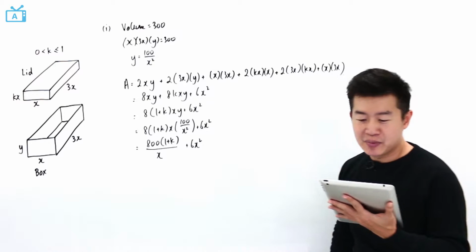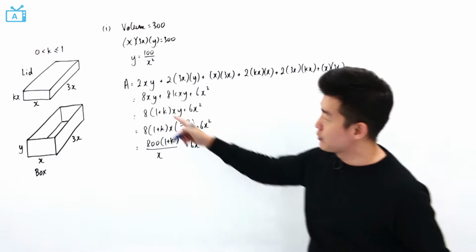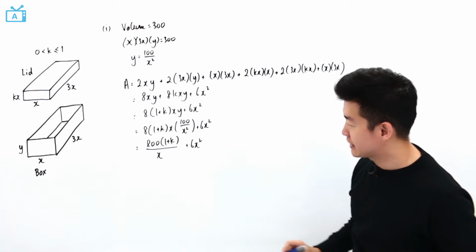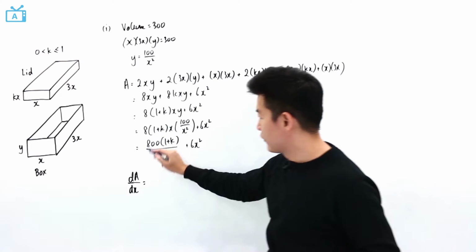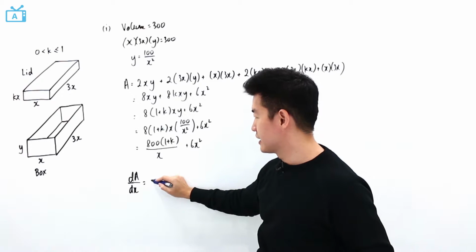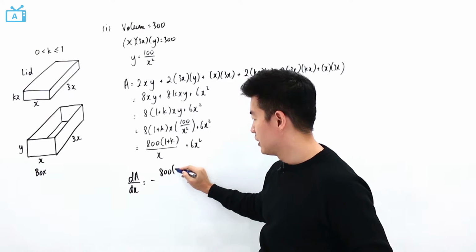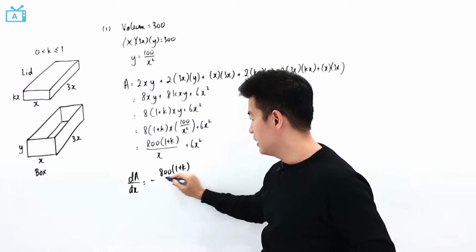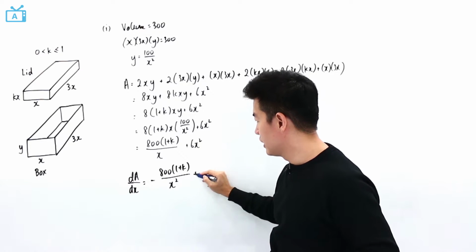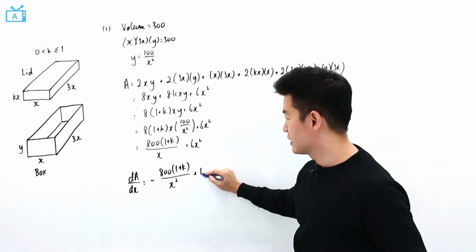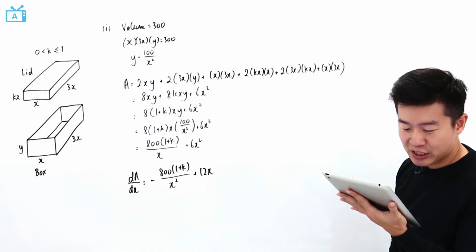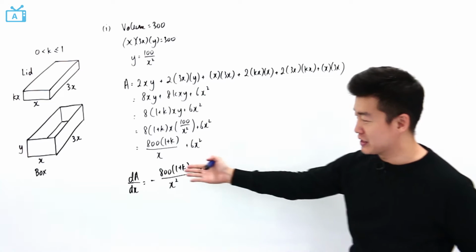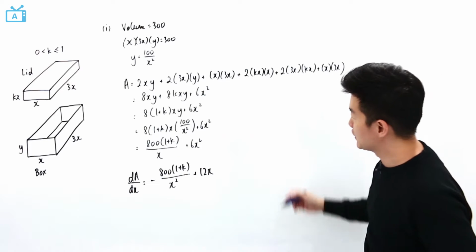And since we want to find the minimum total external surface area, I'm going to do dA/dx. So dA/dx, differentiating this with respect to x, it is minus 800 of 1 plus k divided by x squared. And differentiating this with respect to x, it is 12x. And since we are trying to find the minimum, it is a stationary point. To find the stationary point, we will definitely let dA/dx be equal to 0.